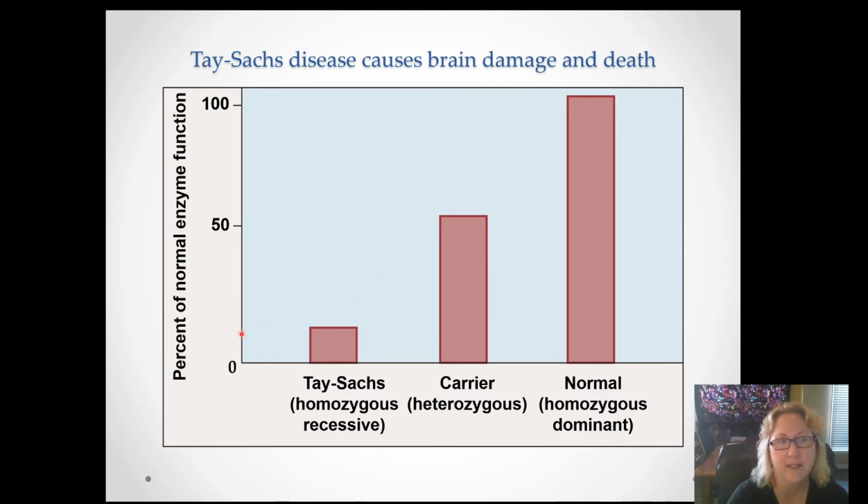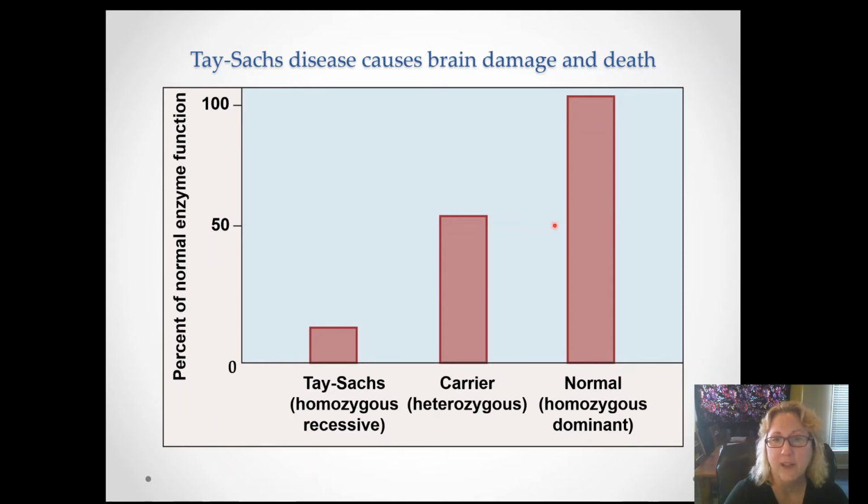So for Tay-Sachs, this graph just shows the percent of normal enzyme function in individuals' brains. Individuals who are homozygous for the Tay-Sachs allele, that is not a correctly functioning enzyme, and they have very little of this enzyme function. Individuals who are homozygous for the normal enzyme allele have two copies of the normal enzyme allele, so they have 100% of the activity. Heterozygotes, which we would call carriers for a recessive genetic disorder, have 50% of the expected activity.